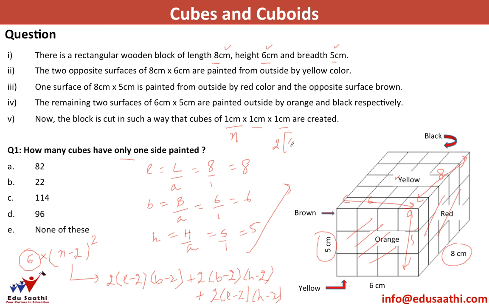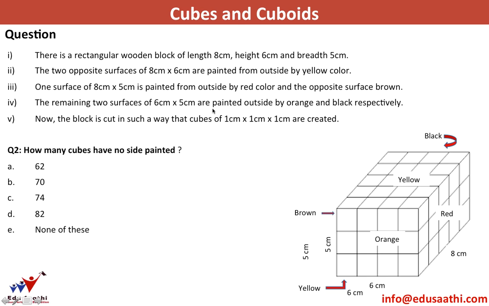L minus 2 means 6 into b minus 2, which is 4, plus I have b minus 2 into h minus 2, so 6 minus 2 is 4 and 5 minus 2 is 3, plus l minus 2 into h minus 2, so 8 minus 2 is 6 and h minus 2 is 3. So I have 2 multiplied by 24 plus 12, which is 36, plus 18, which is 54, so I have 2 into 54 or 108 as the answer. So is there 108? No, there is no 108, so my answer is none of these.